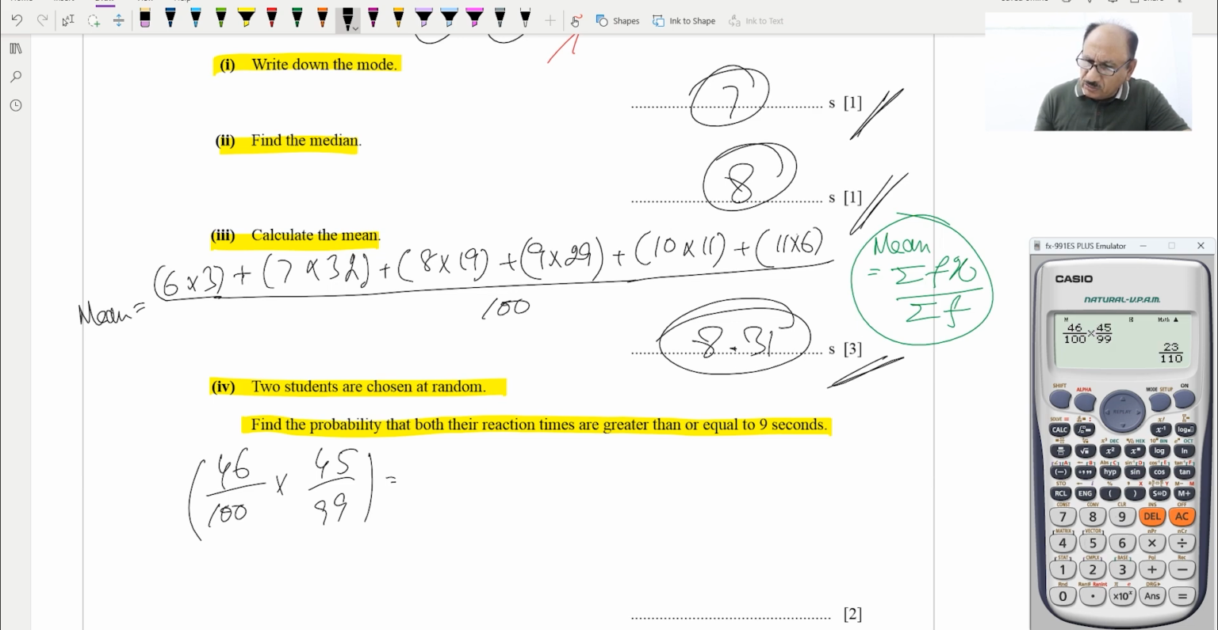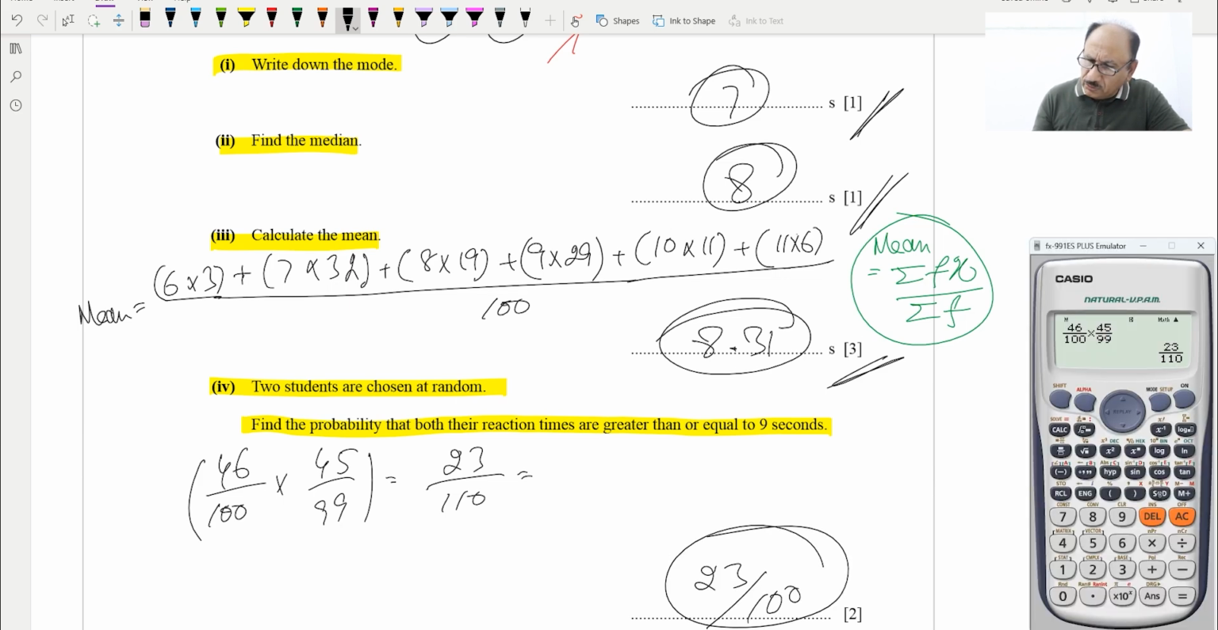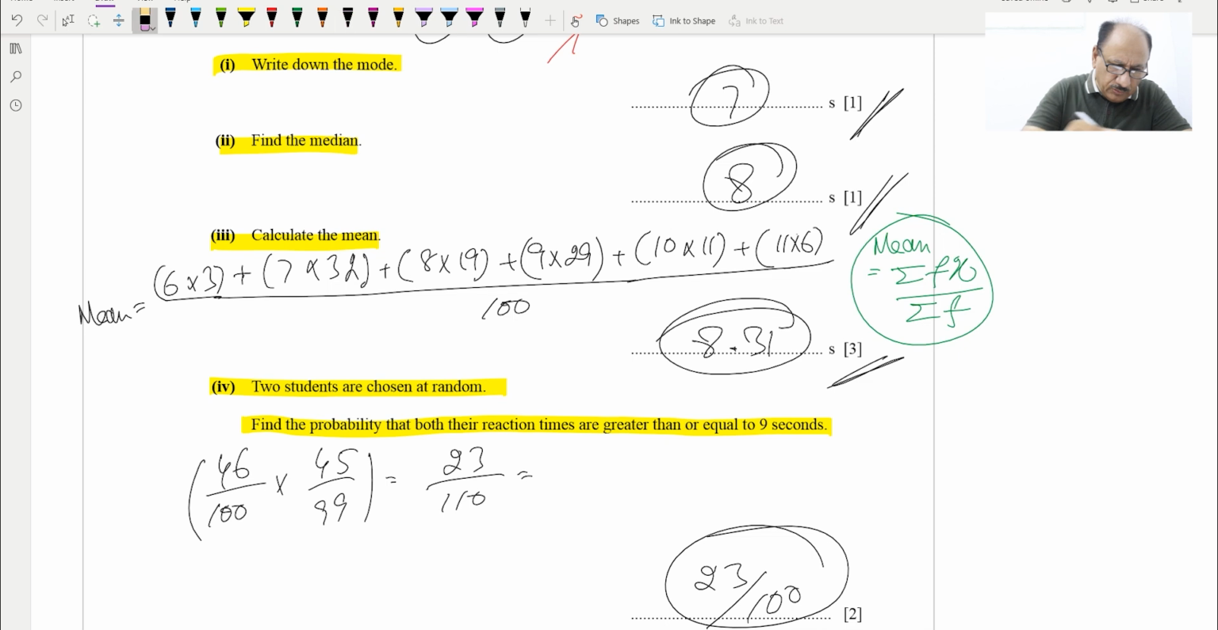This will give us 23 over 110, and that one, basically the probability, we can provide as it is, or you can provide it in decimal also. It is better to provide 23 over 110. It should be 110 here. Yes, so this is the 2 mark question which we have done.